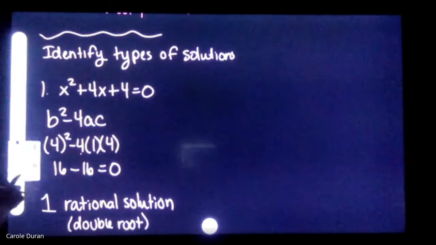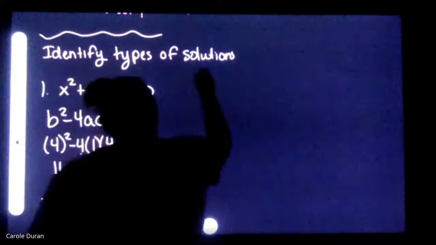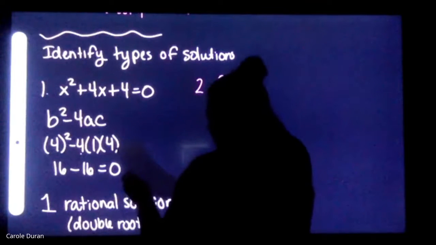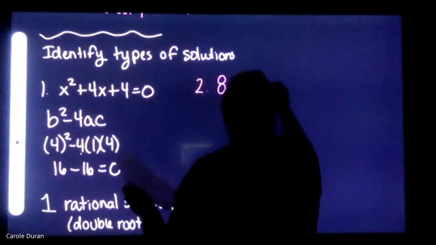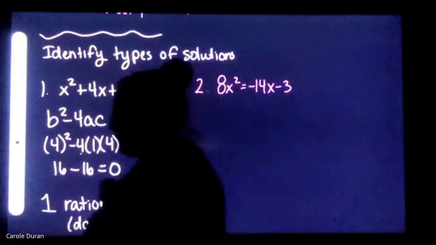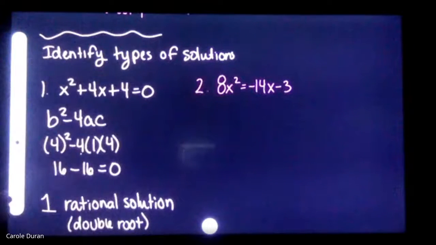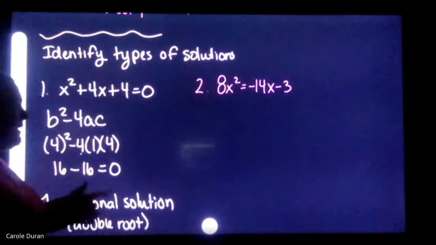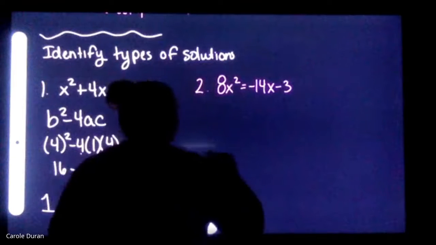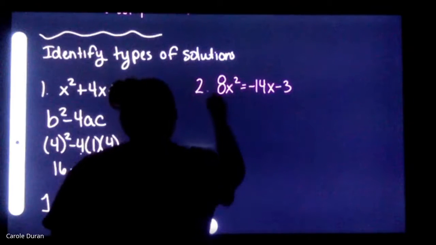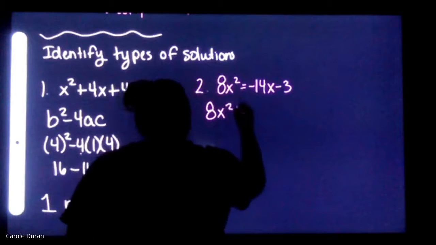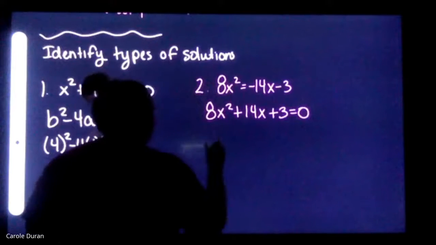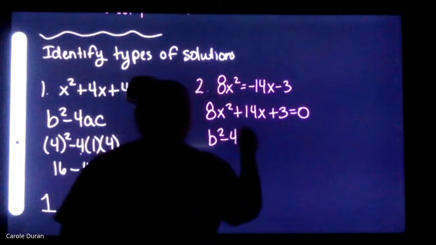Okay, next example is the quadratic 8x squared equals negative 14x minus 3. Just like I would have to do if I were doing the quadratic formula, I need everything on the left so that I can correctly pull out my a, b, and my c. So I'm going to add the negative 14x and the 3 over, which gives me 8x squared plus 14x plus 3 equals 0. Again, from here, I'm pulling my b squared minus 4ac.